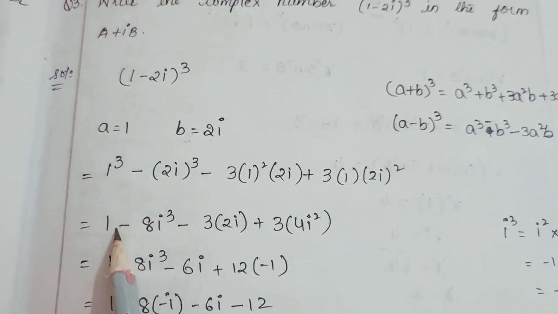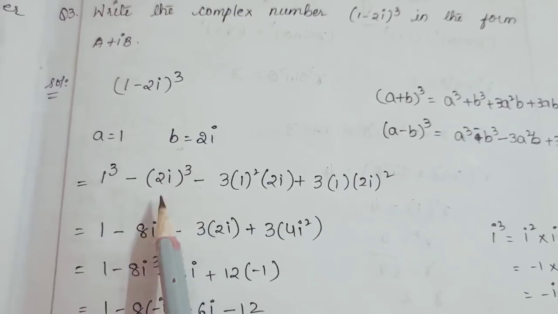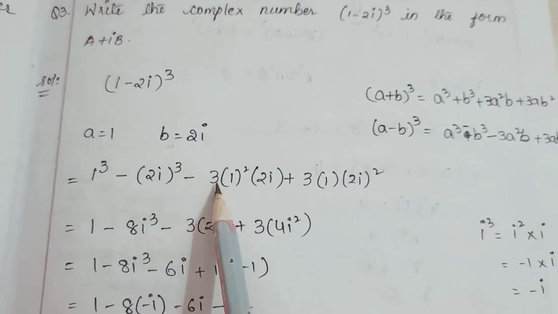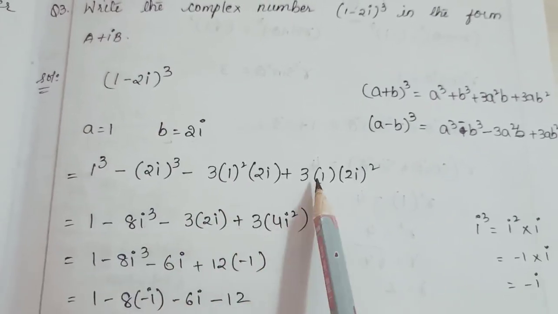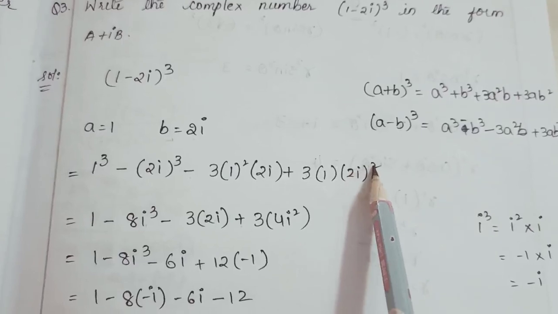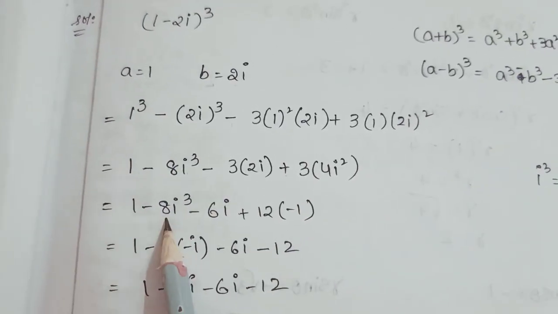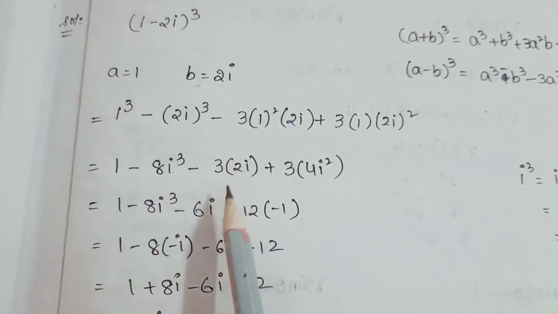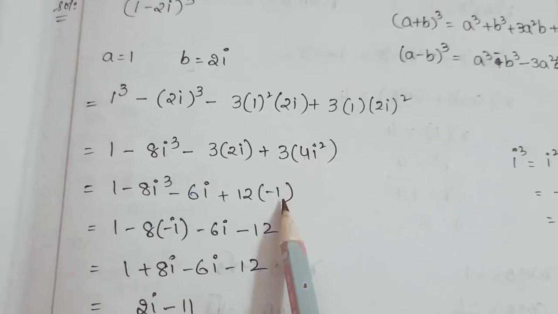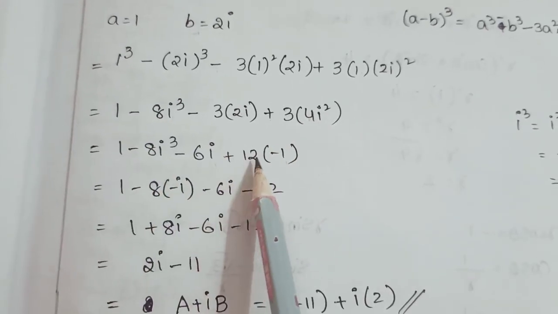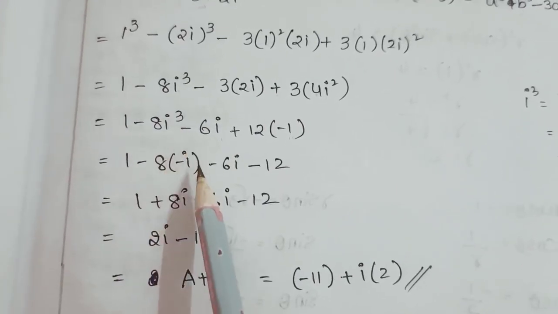1 cube is nothing but 1, minus 2 cube is 8, and i cube stays the same, minus 3 into 1 square is 1, 3 ones are 3, into 2i, plus 3 ones are 3, into 2 square is 4, 4 into i square. So 1 minus 8 i cube minus 6i plus 3 4s are 12. The i square value is minus 1, so multiplying 12 with minus 1. 1 minus 8 i cube is nothing but minus i.